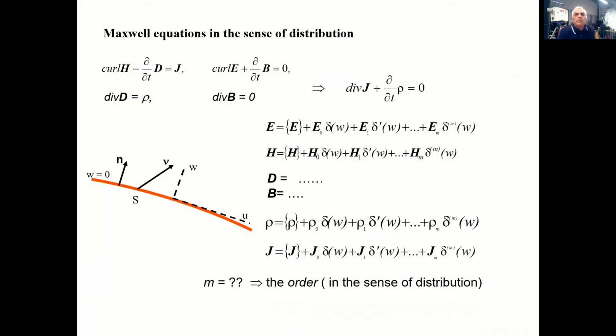Consider, for example, the Maxwell equations and assume that they are valid in the sense of distribution in a space divided into parts as shown in this figure. Since some components of the field exhibit jump-type discontinuities on S, the field components have expressions of this form. The coefficients E sub 0, E sub 1, etc. are all functions defined on S, while M appearing in the last term is the order of the field. Similar expressions are also valid for the densities of the source.